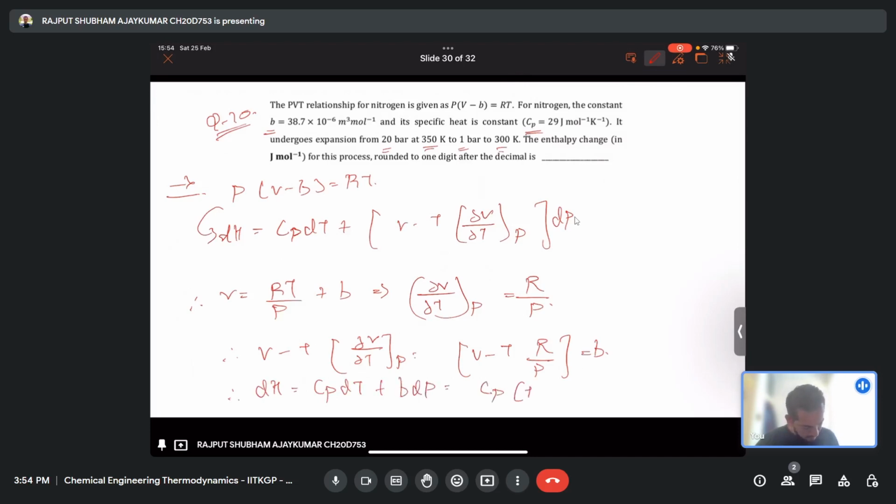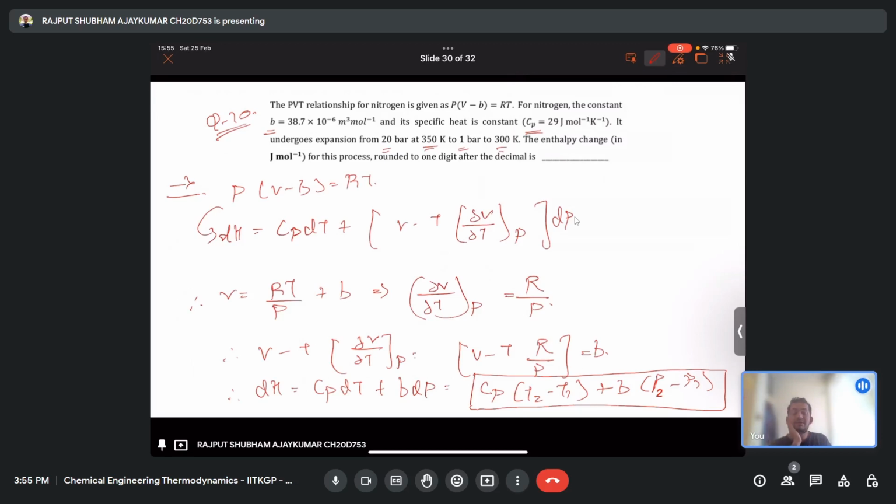This is equal to Cp times dT, which is T2 minus T1, plus V times dP, which is P2 minus P1. Okay, so we have arrived at a final equation. You just have to put your values up here. Got it?